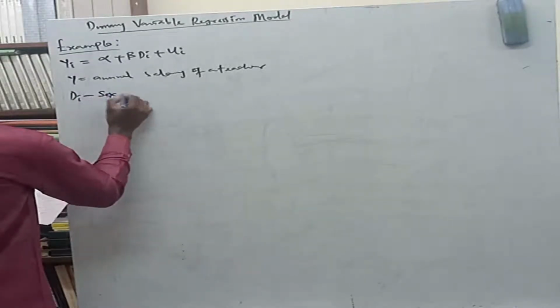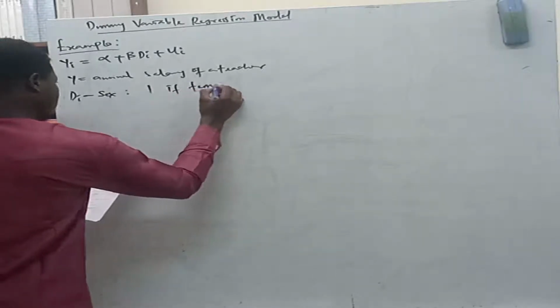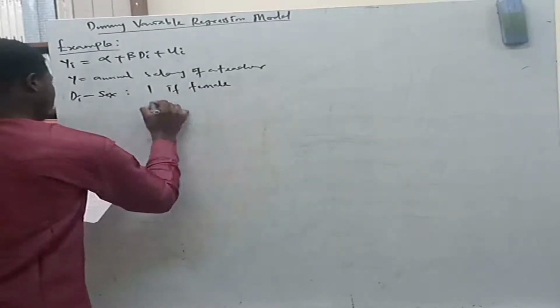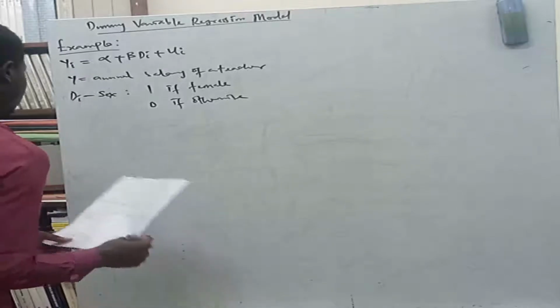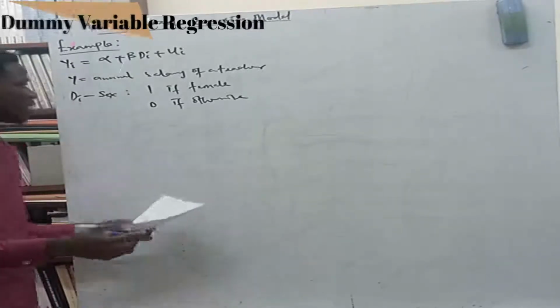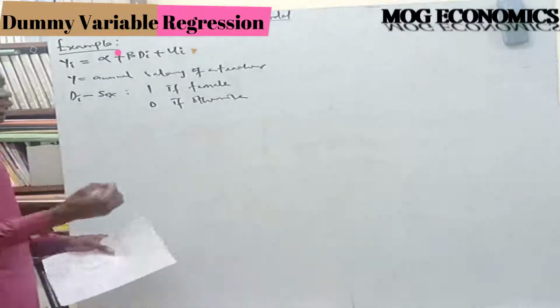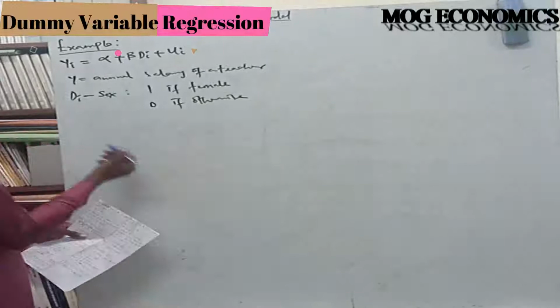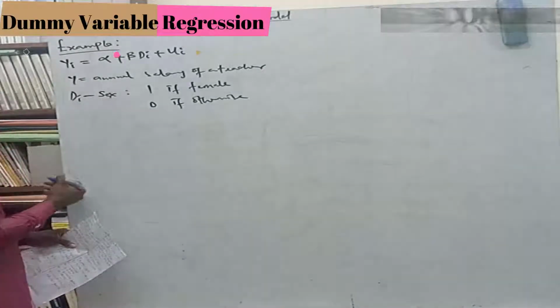So use 1 if female, 0 if otherwise. So what we're looking at here is the mean salary. What is the mean salary of a male teacher? The male teacher is the base category. So what is the mean or average salary of the male teacher?